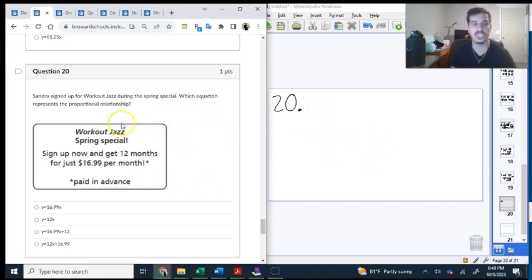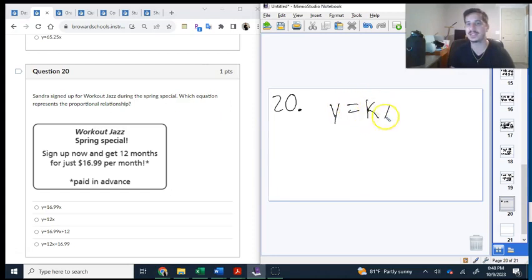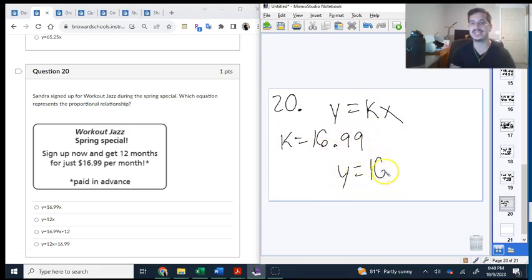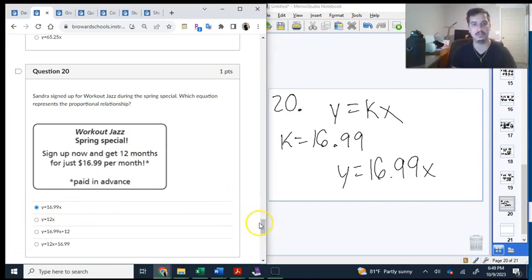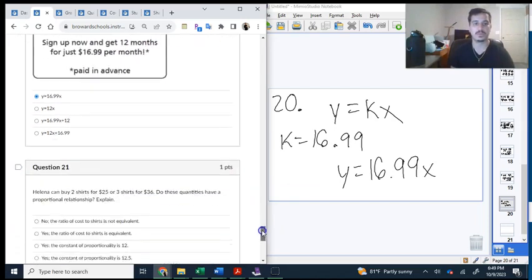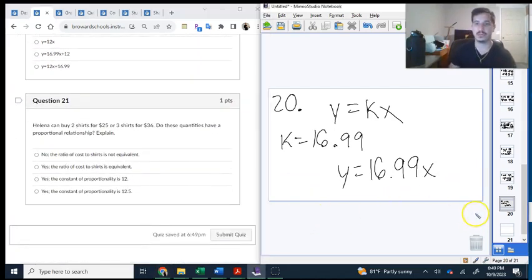So which equation? The equation is Y equals KX. What is my K? K equals 16.99. So my equation would be Y equals 16.99 times X. Not plus 12, not 12X. No, that doesn't matter. Okay? It is just Y equals 16.99X. They throw in that get 12 months to try and mess with you, okay? They're all tricks. So let's move on to the last one, number 21.